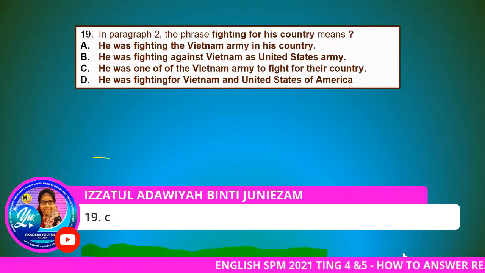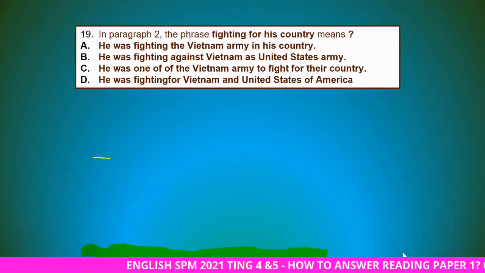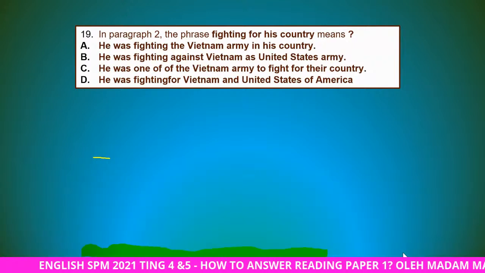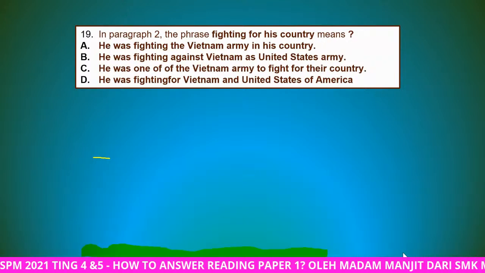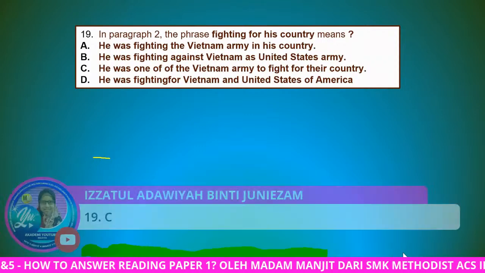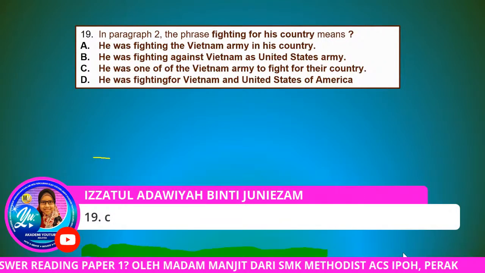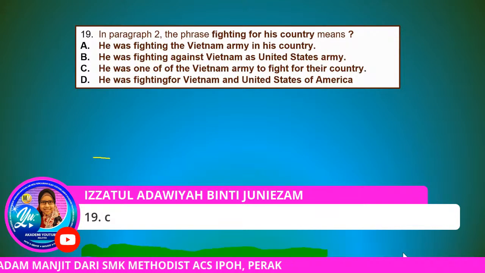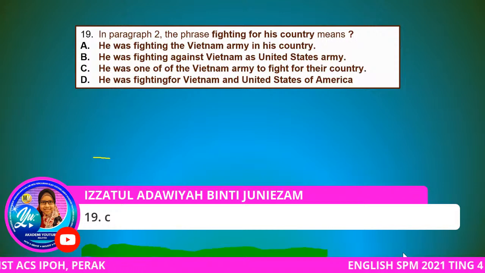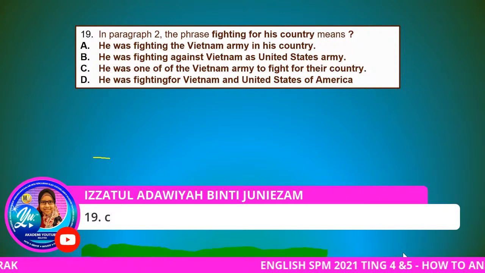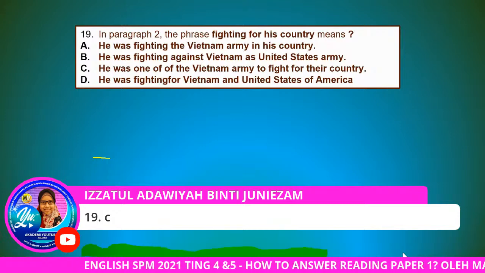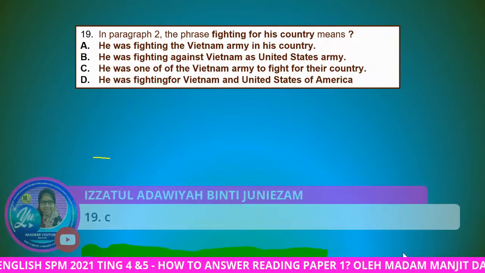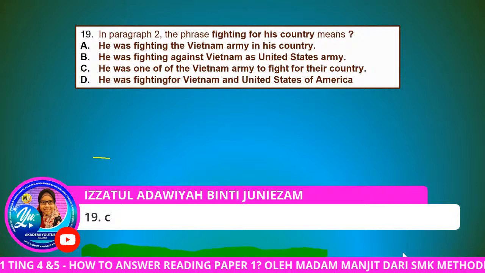Okay, question number 19, in paragraph 2, the phrase "fighting for his country" means what? A, he was fighting the Vietnam army in his country. B, he was fighting against Vietnam as United States Army. C, he was one of the Vietnam army to fight for their country. D, he was fighting for Vietnam and United States of America. So which is the best answer? Can anyone write in the chat box, students?